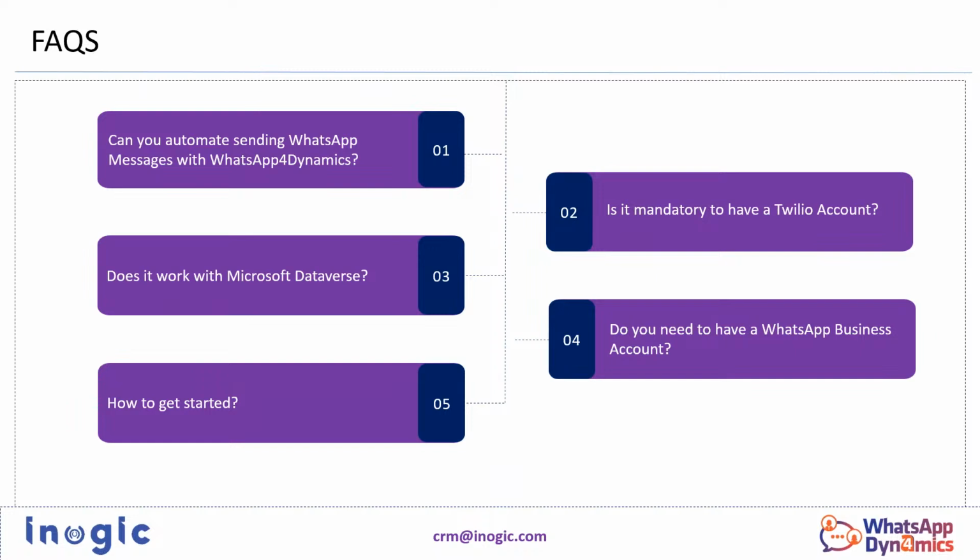Is it mandatory to have a Twilio account? Yes, it is mandatory to have a Twilio account, since we use Twilio API integration in order to integrate Dynamics CRM with WhatsApp. And getting started with WhatsApp for Dynamics is really simple. You need to visit our website or Microsoft AppSource and download the solution. If you need any assistance, do let us know. We would be happy to assist you. Do you need to have a WhatsApp Business account? Yes, you should have a WhatsApp Business account in order to communicate.